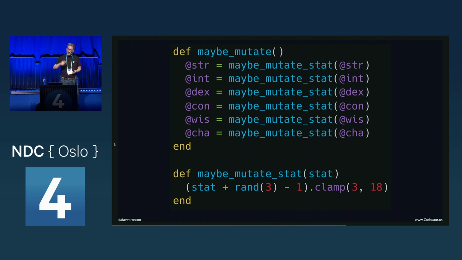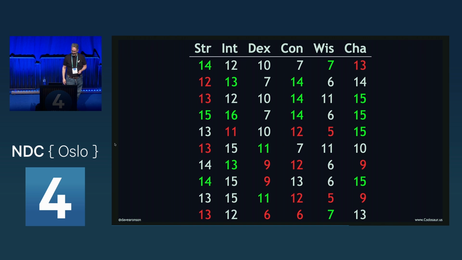If we run this on our current population, we wind up with something like this, where the green means it went up and the red means it went down. And looking at the values in each column, you can see we now have much more diversity.